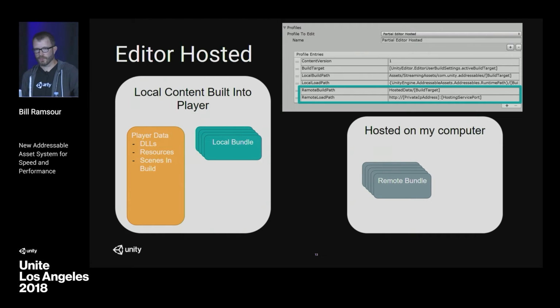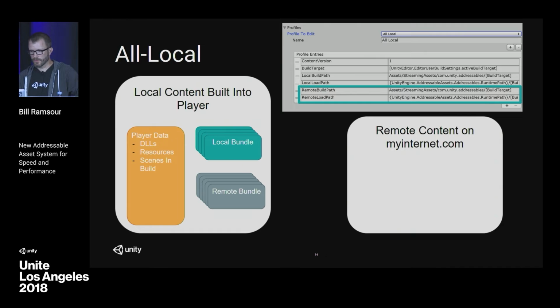Another way I can use these profiles is to actually change my remote data to be set up to be local. By changing the remote build and load paths to point to streaming assets, now I have a self-contained player. If I need to give that to an external customer or get it out to QA or whatever, and they just want something completely self-contained, I can easily do that using profiles.